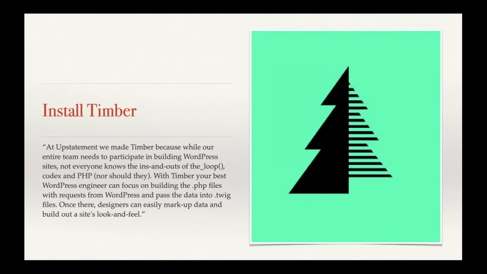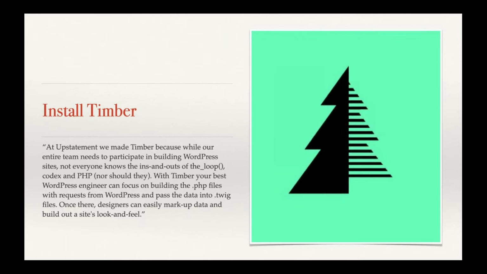To start, download and install the Timber library to give WordPress the ability to process Twig templates. While our entire team needs to participate in building WordPress sites, not everyone knows the ins and outs of the loop, codecs, and PHP, nor should they. With Timber, your back-end developer can focus on building PHP files. The front-end developer can configure their Sass, scripts, and task runners however they are familiar.